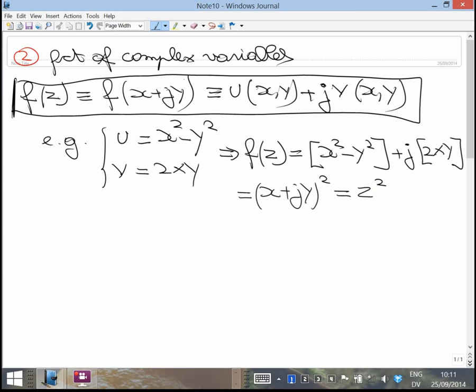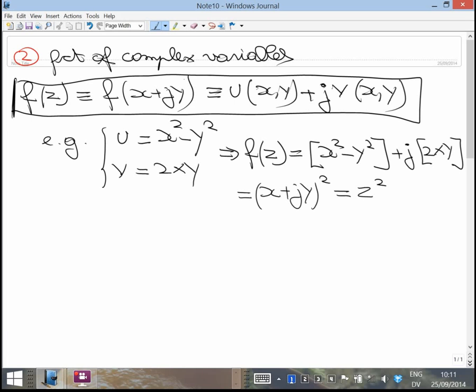Either you have the function f of z is z squared, which is very compact, or you specify a complex function by breaking it up into real and imaginary parts u and v as a function of two variables x and y. Obviously our preference is for f of z equal to z squared. That's much more compact.